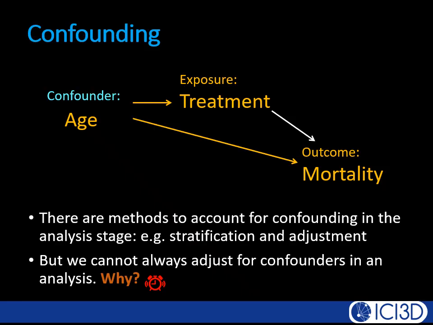Adjustments are usually done when data are analyzed using regression models. Confounders such as age are included as variables in the model, allowing one to estimate the treatment-mortality relationship when comparing similar people, here when comparing people of the same age. But we cannot always adjust for confounders in an analysis. Can you think of reasons why?